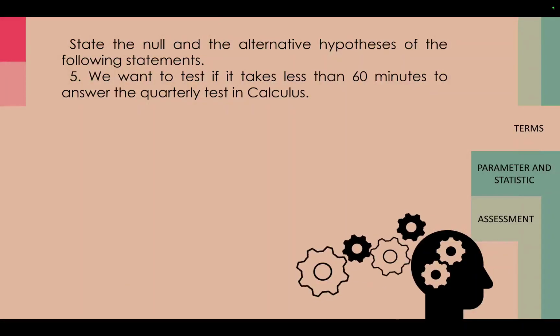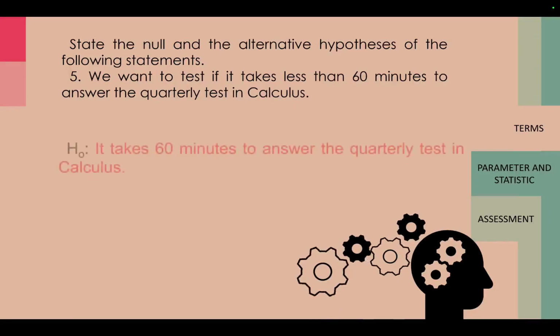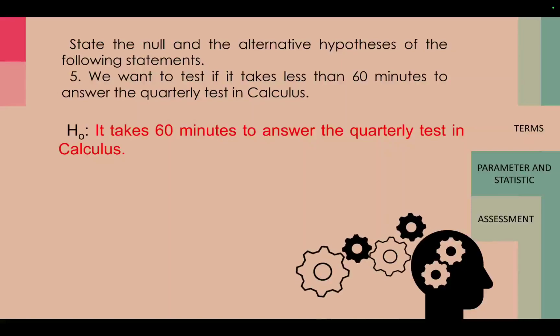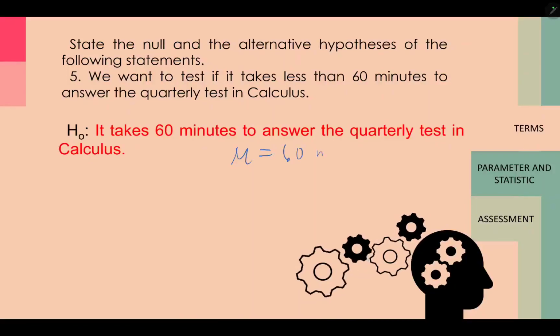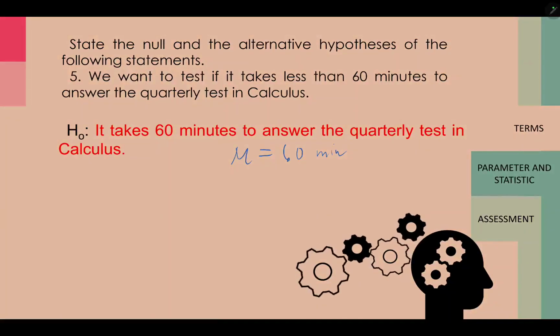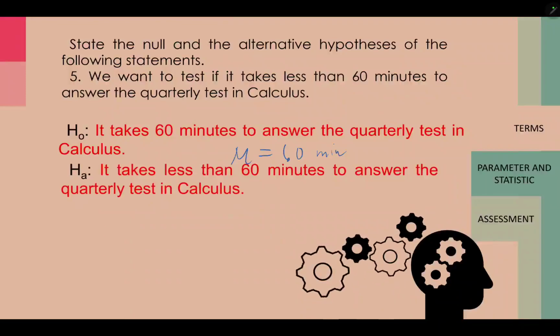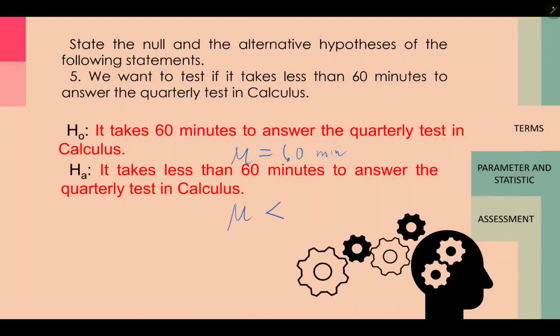Last example, we want to test if it takes less than 60 minutes to answer the quarterly test in calculus. For your null hypothesis, you only say that it takes 60 minutes to answer the quarterly test in calculus. And for the alternative hypothesis, you state that it will take less than 60 minutes.